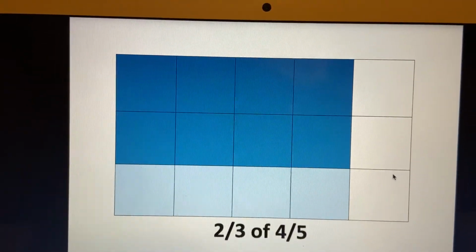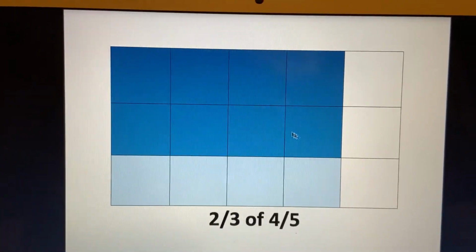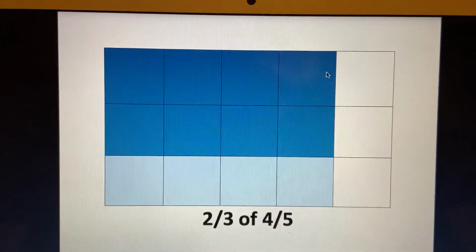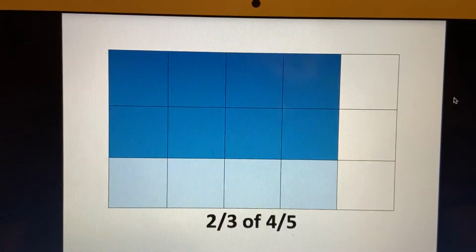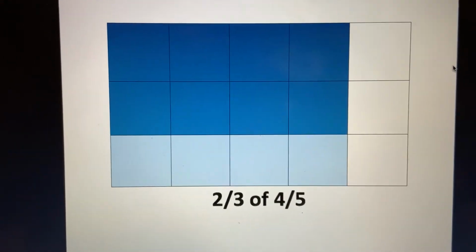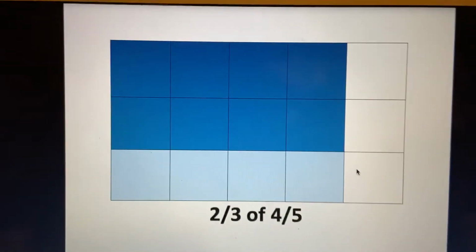Now that we have shaded the 2/3, we need to count how many of those are shaded: 1, 2, 3, 4, 5, 6, 7, 8. We know that the numerator is how many are shaded, so that is why you can multiply straight across the top to get 8, because 2 times 4 equals 8.